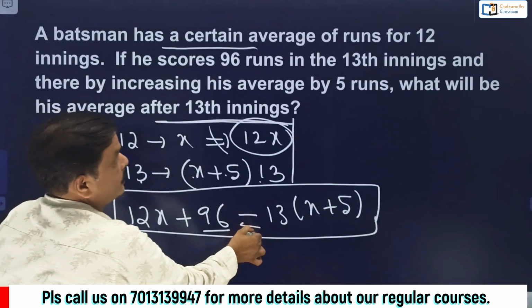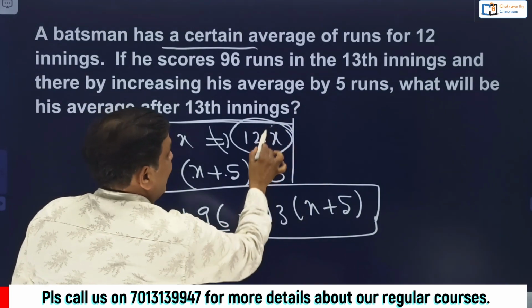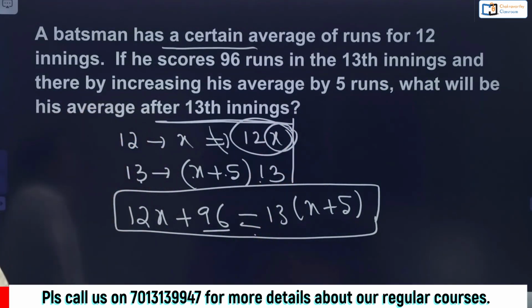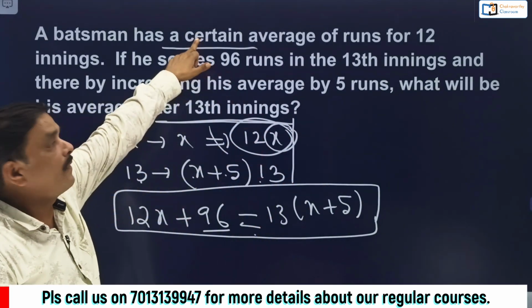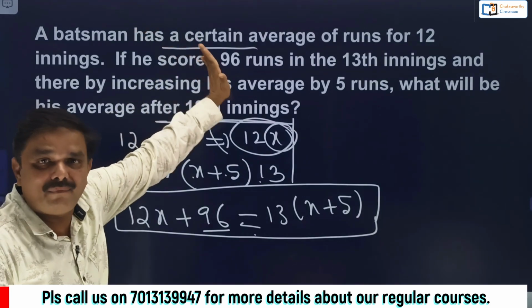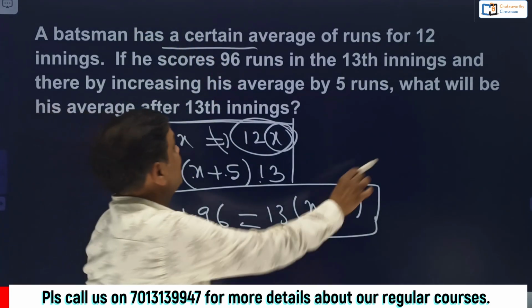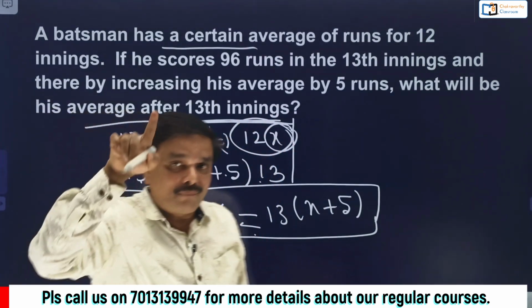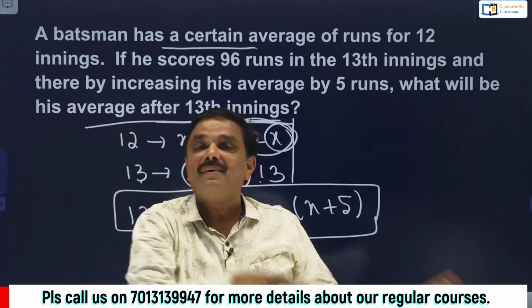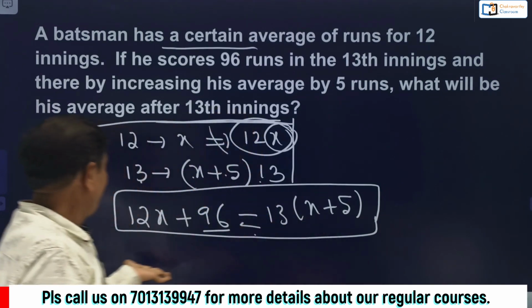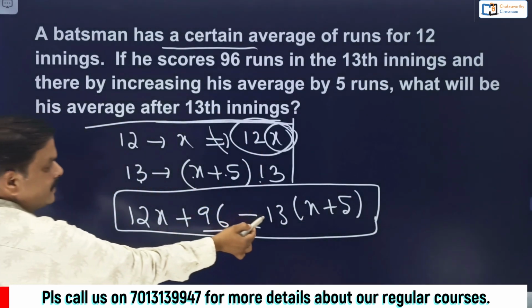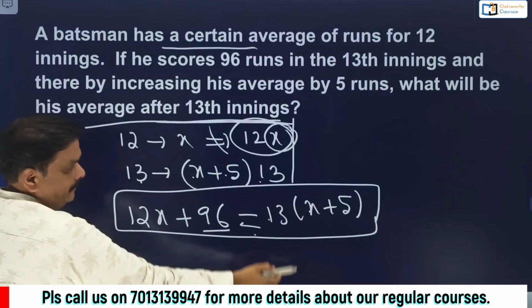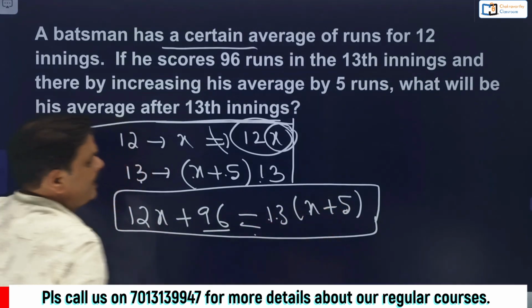Once you find out this one, you will get the x value. What do you mean by x value? The average of runs in the first 12 innings. What is the average after the 13th innings? You have to add 5 to the previous average. That's all. Just find out the x value. It's very simple. Actually, this is 13 into x, 13x. And this is 13 into 5, 65.